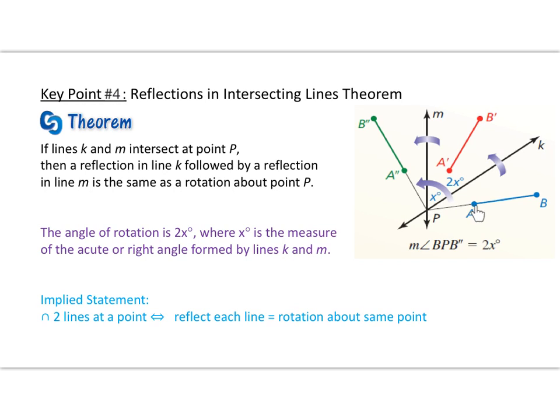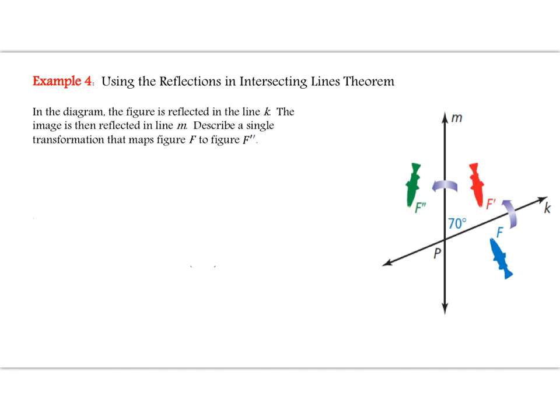So we can say that here's our pre-image AB, if I reflect it across line K, I get A prime B prime, and then reflect it across M, I get A double prime B double prime. That is the same as rotating segment AB about point P, resulting in an angle measure rotation that is twice the measurement of the angle formed by the two lines that intersect at point P. So our implied statement: intersecting two lines at a point implies the reflection of each line equals the rotation about the same point. All right, so let's take a look at example 4.